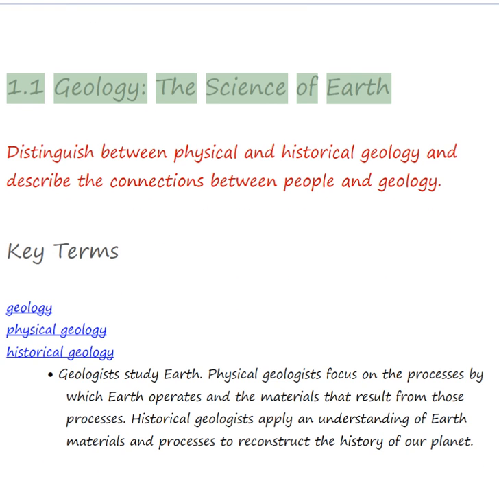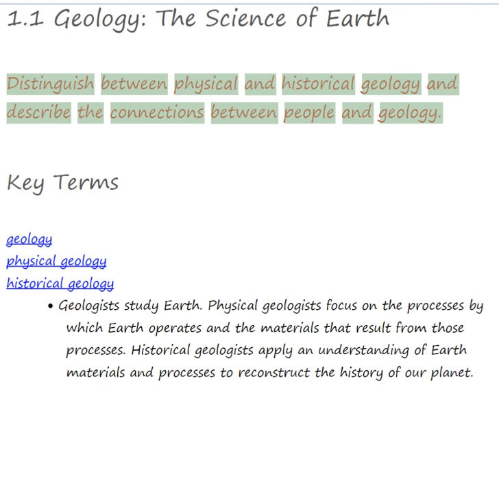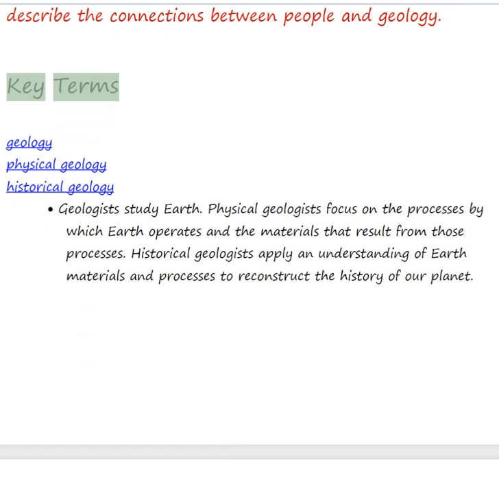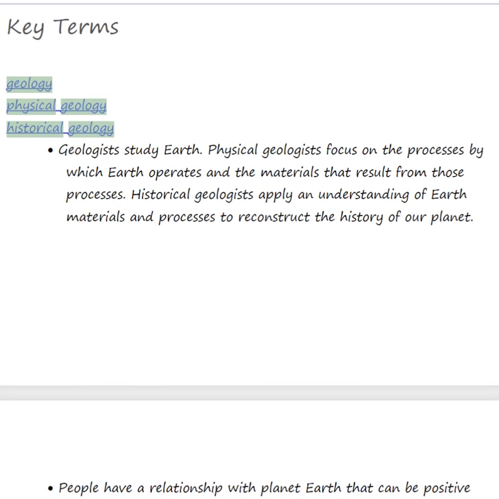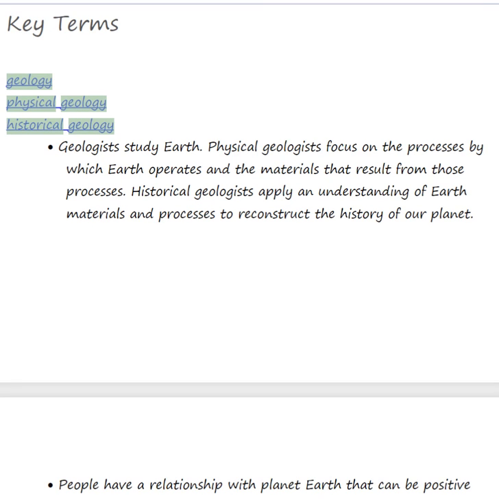1.1 Geology, the science of Earth. Distinguish between physical and historical geology and describe the connections between people and geology. Key terms: geology, physical geology, historical geology.